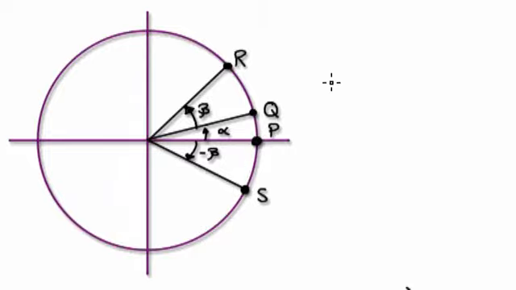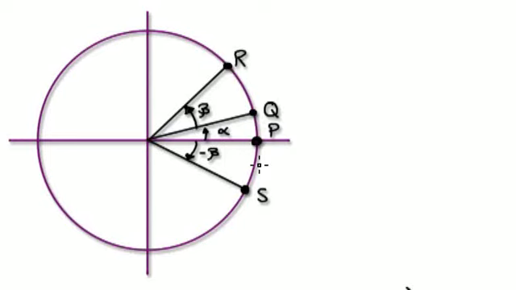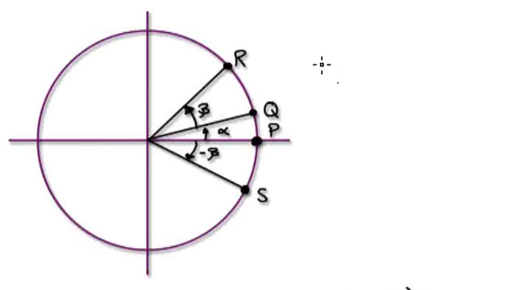So our aim later on is to come up with an equation for this length, and then we're going to put it into an equation equals QS, because we know that these two lengths are the same. Now, using Pythagoras, our first aim is to find out the length PR.